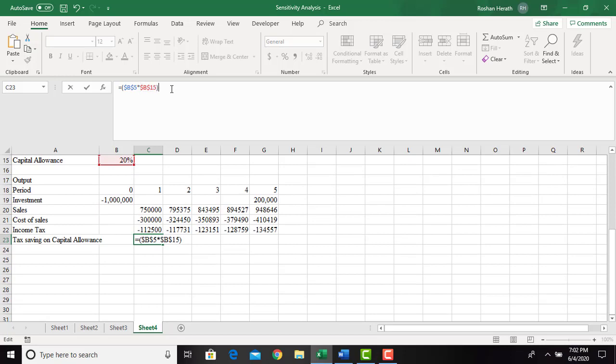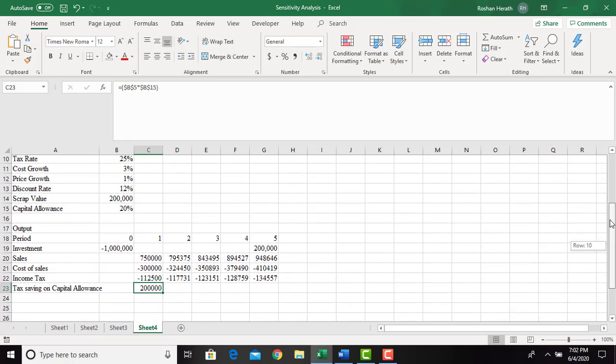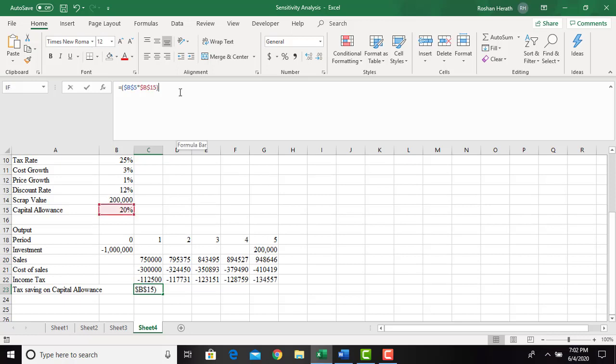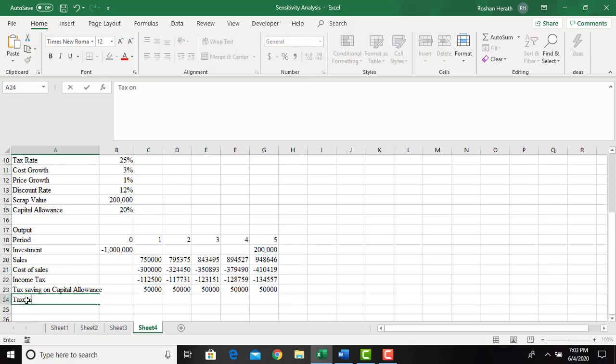Having taken that, if you get the answer, you can see that is the capital allowance, or the tax depreciation per annum. On that you can compute the tax, which is going to be 25%. So you can enter that, it is 50,000. You can drag that up until the final year. Once you do so, you have come to the final year where you have to compute the tax on disposal gain.